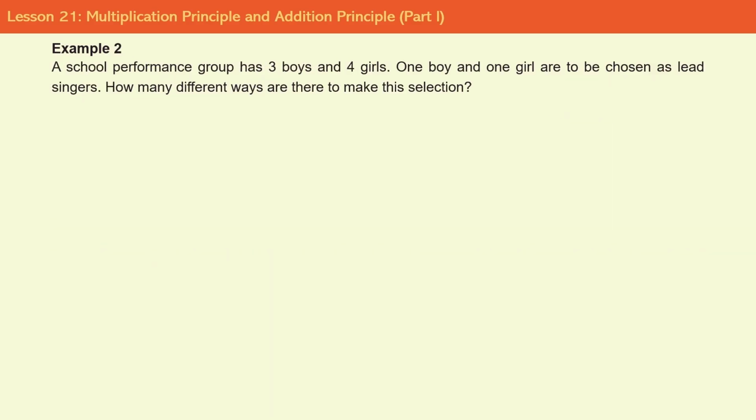Example 2. A school performance group has 3 boys and 4 girls. 1 boy and 1 girl are to be chosen as lead singers. How many different ways are there to make this selection?